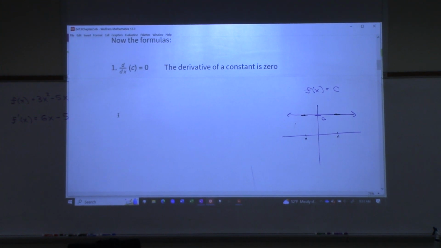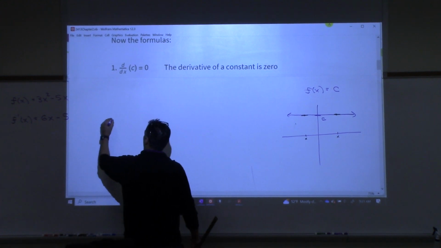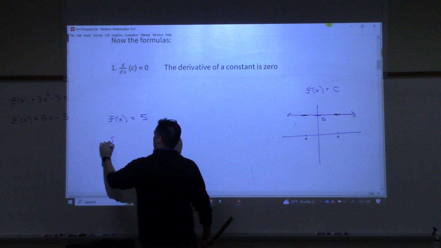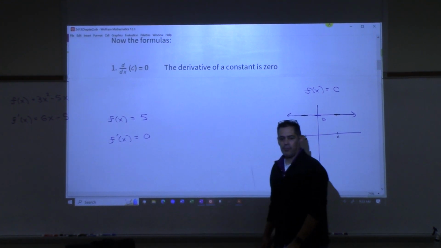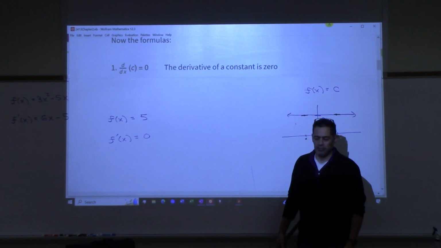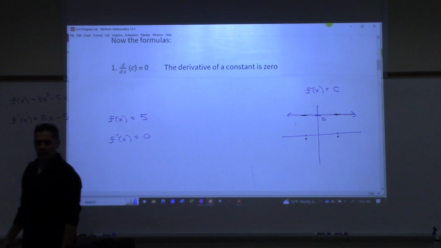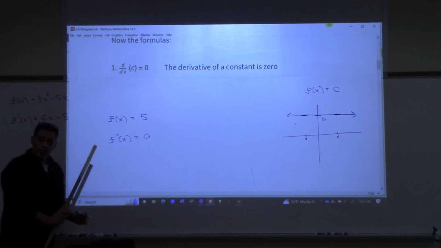Okay, so are y'all okay with that? The derivative of a constant is 0. So let's just do a couple of really quick examples. If I had f of x equals 5, and I ask you for the derivative of that, you would say 0, right? That's it. Derivative of 10, 0. Derivative of pi. Pi is a constant, isn't it? What's the derivative of pi? 0. Okay? So that's our first rule.